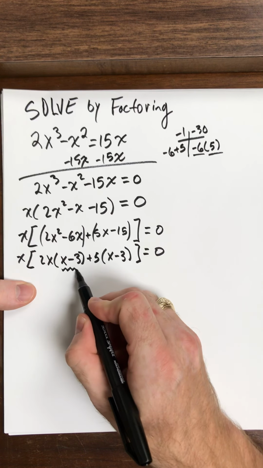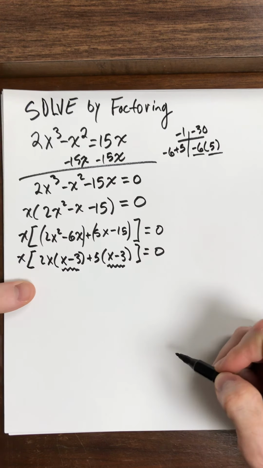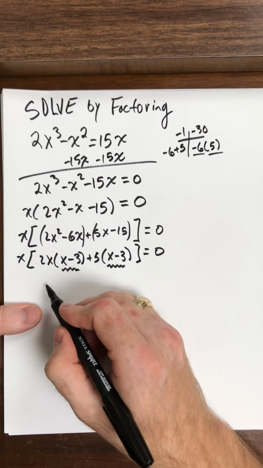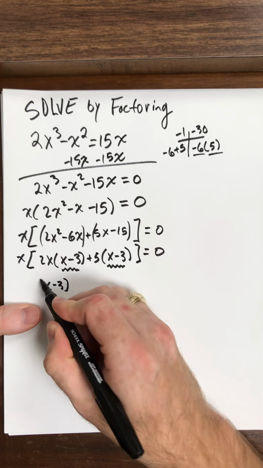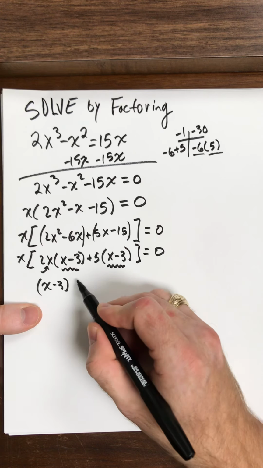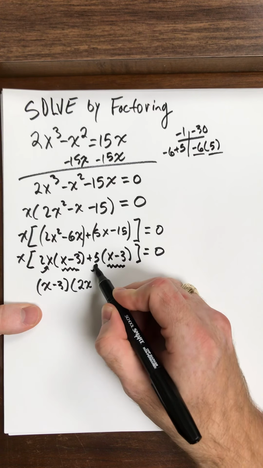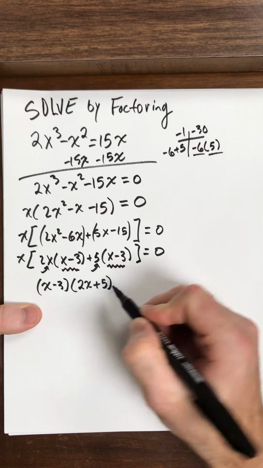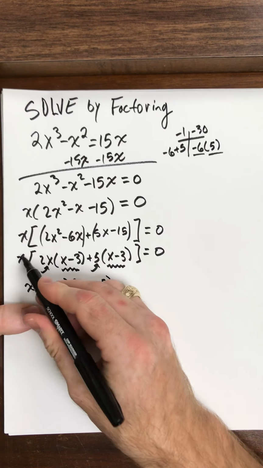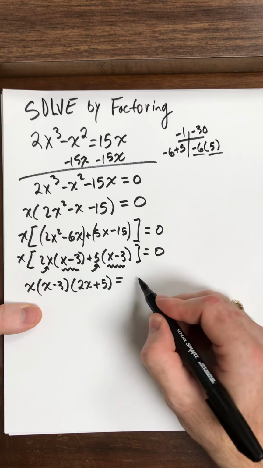Looking in here, this x minus 3 and this x minus 3 are in common, so I'm going to take the x minus 3 out. What do I have left? I've got a 2x and a plus 5. And don't forget your original x there. Okay, so bring it all down.